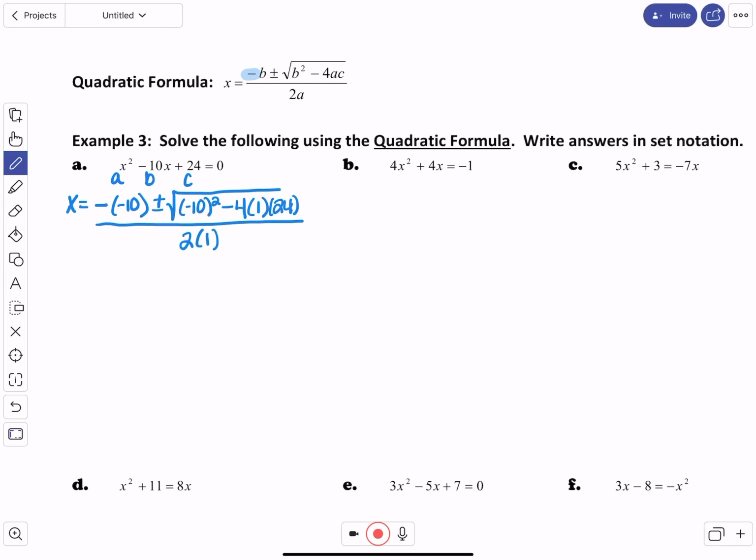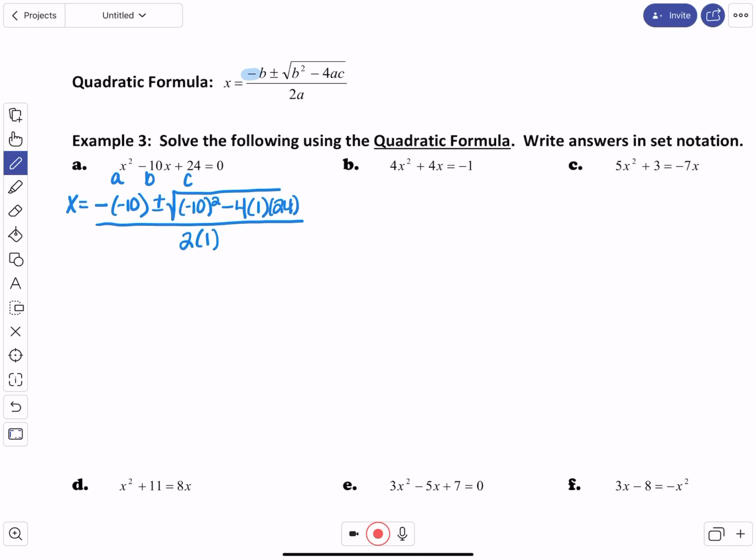Notice I did not plug in any of the x's. All I plugged in were numbers. None of the x's went into this formula. I plugged in straight numbers. Do not plug in x's into the quadratic formula. You are just taking the numbers in front of your x's. If you plug in x's, you're going to get messed up. You're not going to be able to do it. You're going to get really, really confused. You should only ever plug in numbers.